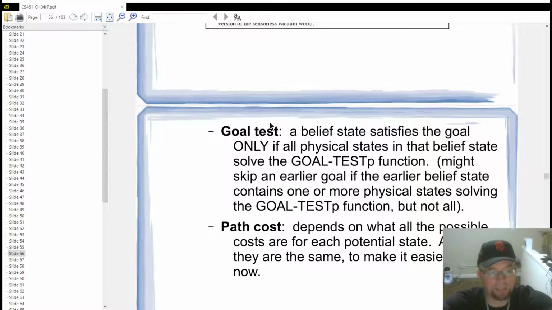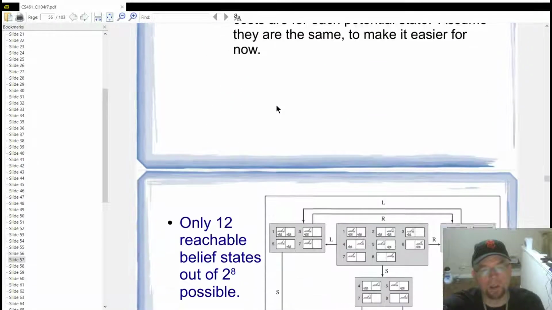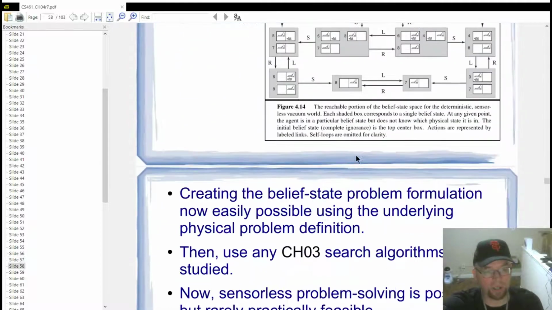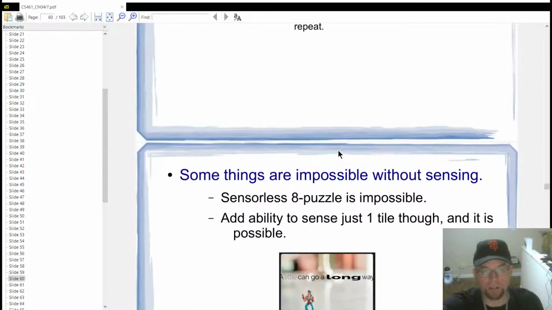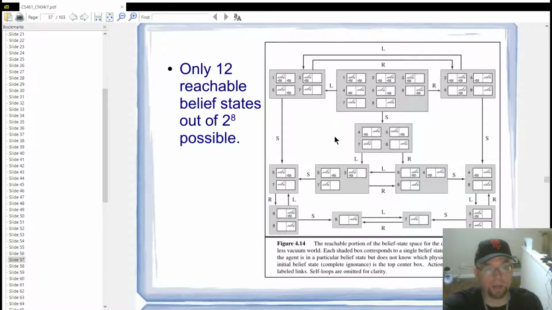So path cost depends. The textbook says, for right now, just assume that the cost of each transition you make, each action, is going to be the same, just to make it easier for right now. Let me walk you through figure 4.14 to give you an idea of how this works. I think there are only a couple more things I have to say about this. Then we'll put a cut in, and then I'll hand you over to my recycled content.